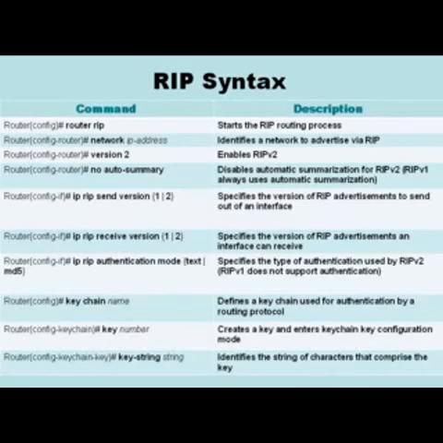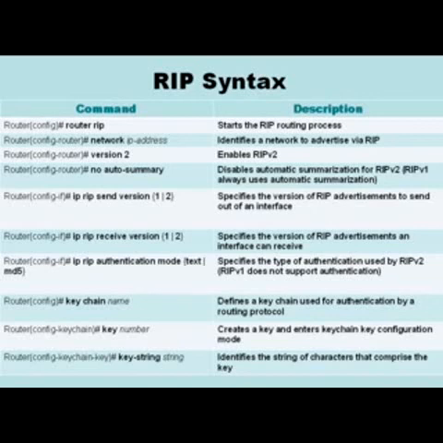First of all, regardless of whether we're doing RIP version 1 or RIP version 2, we enter router configuration mode with the router rip command. That starts the RIP routing process. Then we can give a series of network commands. Network followed by the IP address of the network.